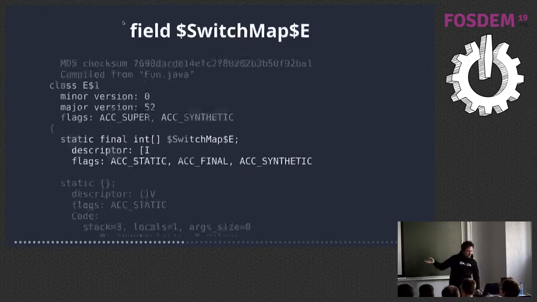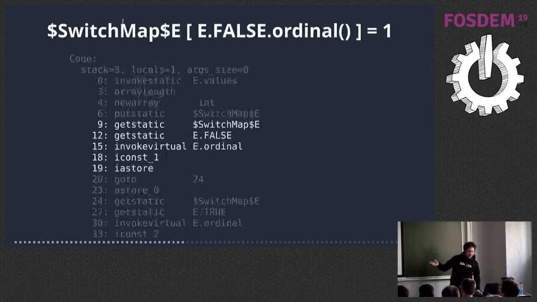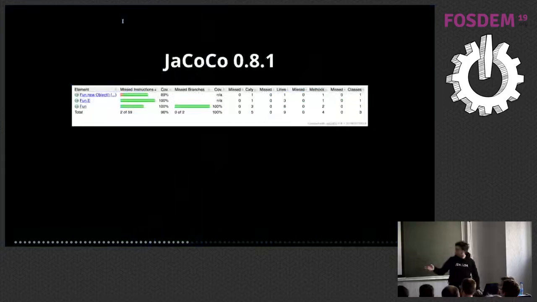Again, a simple conclusion, we should ignore synthetic classes, this time without exceptions, because otherwise they will be showing to the user that unfortunately they have a line which is not covered.